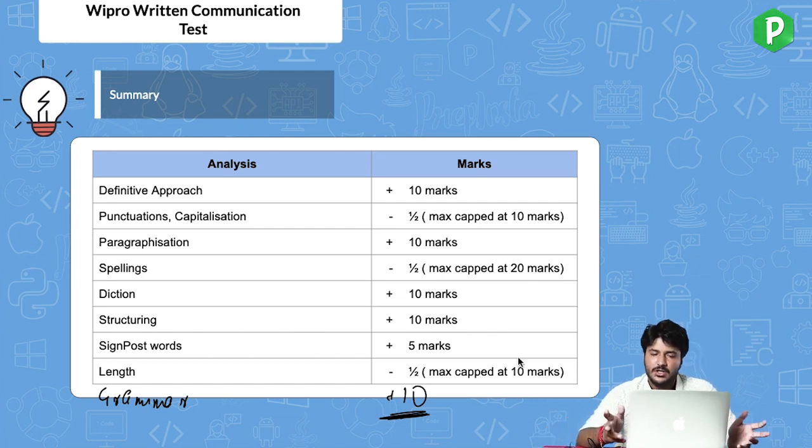Right. So take a screenshot of this before you attempt the exam. Go back to your phone, check all of these points, refresh yourself on them, and then write the paragraph, making sure that you are following all of this analysis summary.